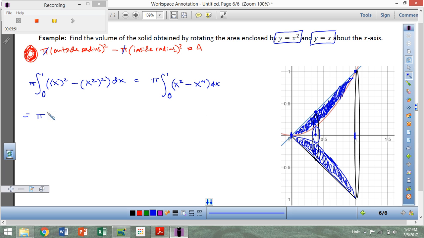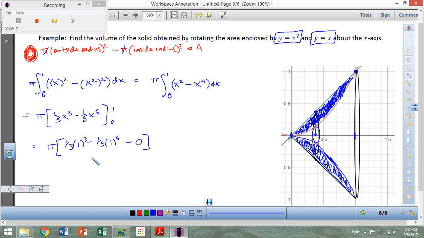So pi times 1/3 x to the 3rd minus 1/5 x to the 5th, and I'm going to evaluate that from 0 to 1. So if we plug in 1, we get 1/3 times 1 cubed minus 1/5 times 1 to the 5th, and I'm going to subtract away. If I plug in 0, I'm just going to get 0.